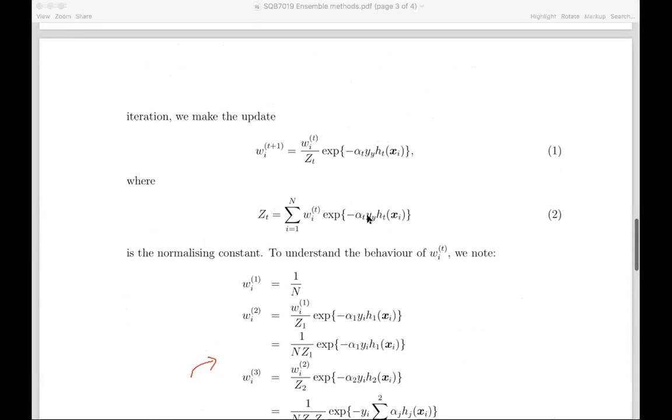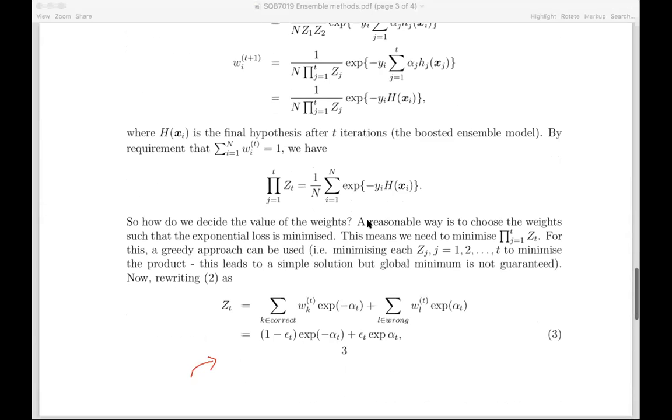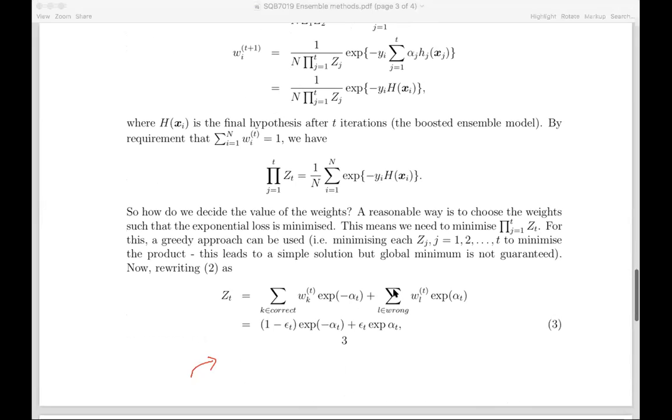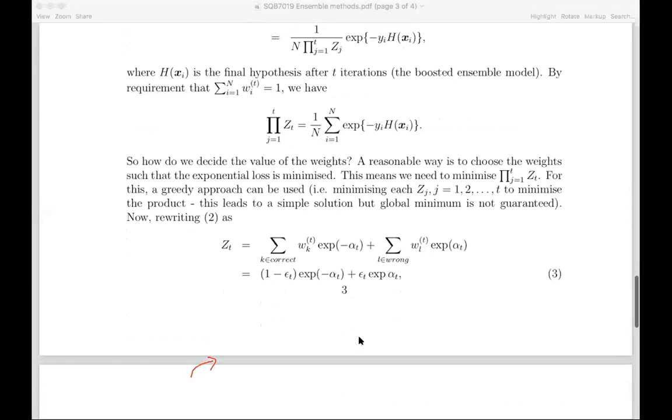The reason is very simple. When you have a correctly classified case, yt times ht(xi) will be 1, so you end up with exponential minus alpha t. Otherwise, you end up with exponential alpha t for the wrong ones. So you can write this step here. And by definition, the sum of the epsilon t is the error rate, and here this is just the complement. So your Zt now has a very nice expression.